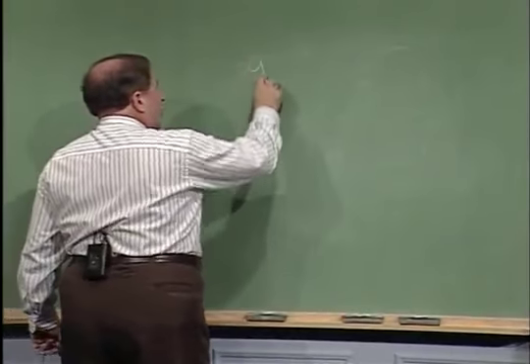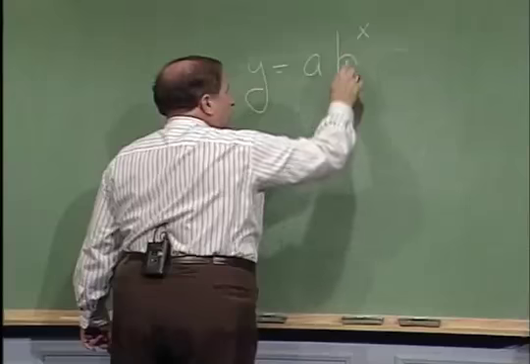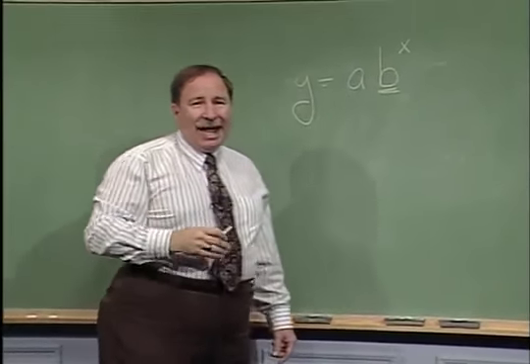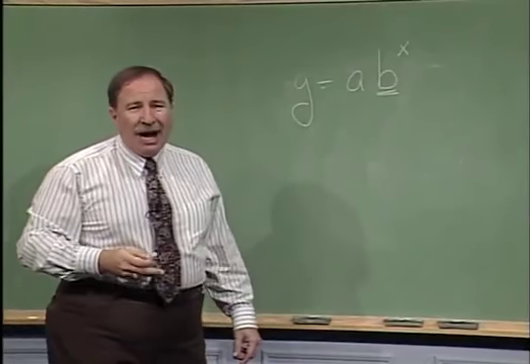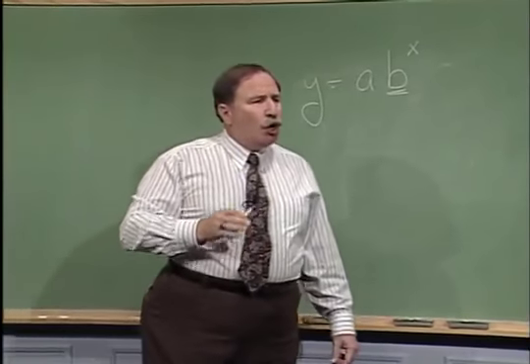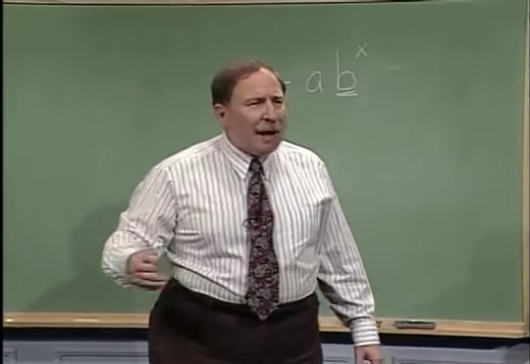We have a function like y equals a b to the x power. B, you'll recall, is called the base. A is simply a coefficient. X is the exponent or power. And as we'll see, exponential functions cause values of y to grow quite rapidly.